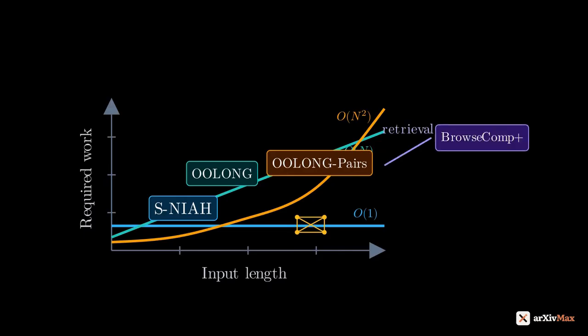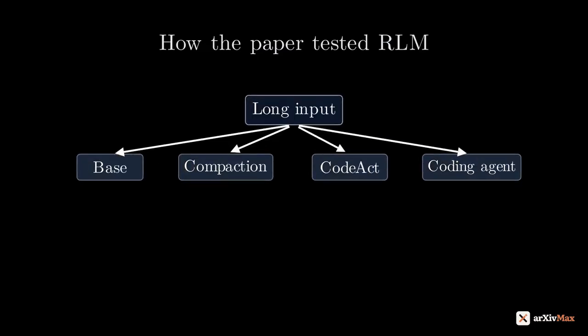BrowseComp-Plus asks multi-hop questions across 1,000 documents, adding retrieval pressure. CodeQA, code question answering, tests whether the model can inspect files in a repository. The baselines include the base model with the full prompt, a compaction agent that summarizes when context fills, CodeAct-style coding agents that execute code but keep the prompt in context, and off-the-shelf coding agents.